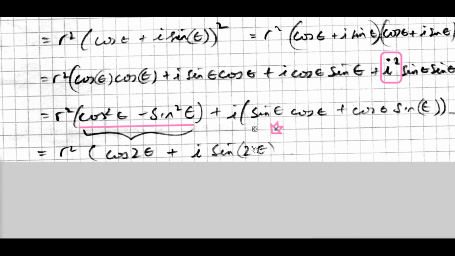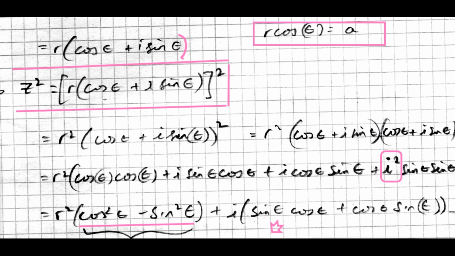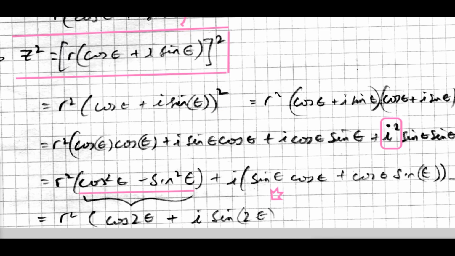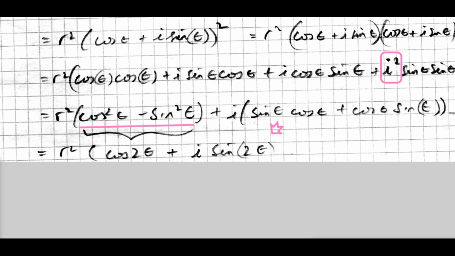So that is sine 2 theta, and as described, this is cos 2 theta for similar reasons. And this is a lot more elegant relative to the indices here, or the expanded version that we've gone through, and hence we can conclude that z squared is equal to r squared (cos 2 theta plus I sine 2 theta).